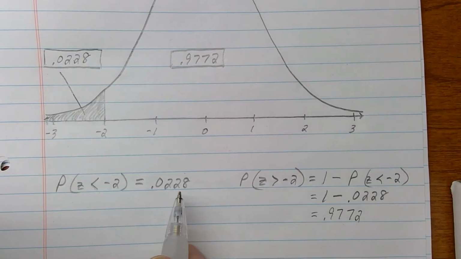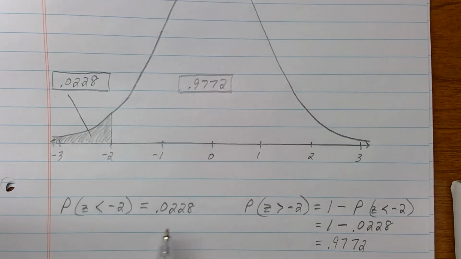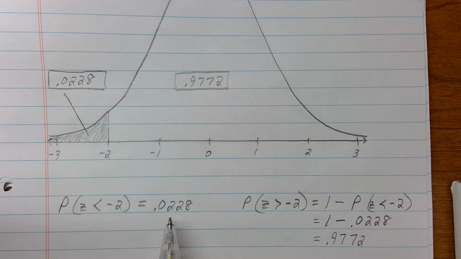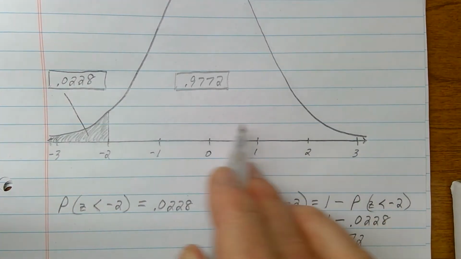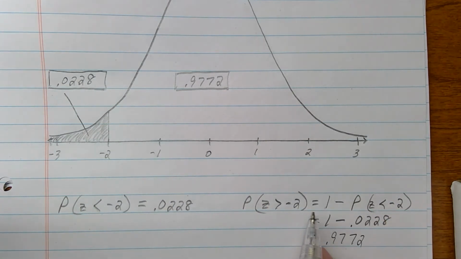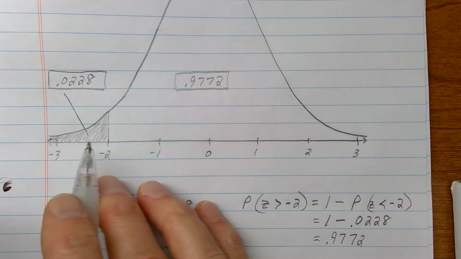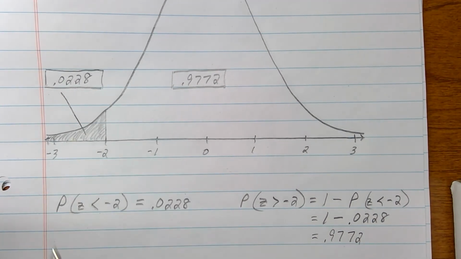Okay, here's the notation again, a little confusing. Probability that somebody scored less than -2 is 0.0228. Look it up in the table. Probability that somebody scored more than -2, all of these people over here in the white area, is 1 minus the probability somebody scored less than -2. It's 1 minus the shaded area.